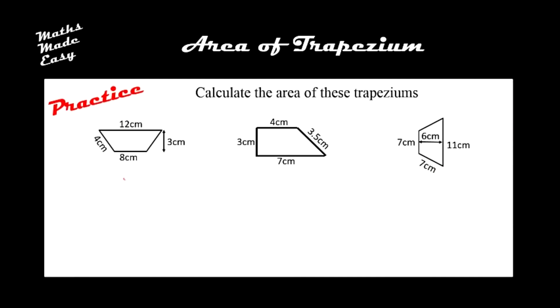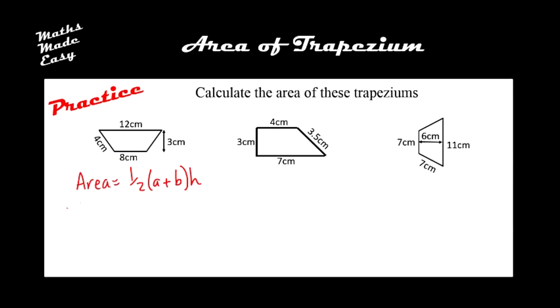Okay, here are 3 examples for you to practice on. So for each one, use the formula. I'll write that down for you. Area equals 1/2 bracket a plus b, h. So press pause, have a go at these 3, and then press play again, and I'll tell you what the answers were.